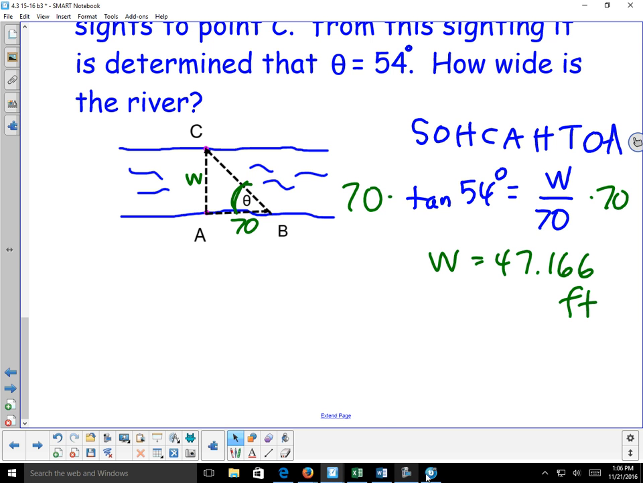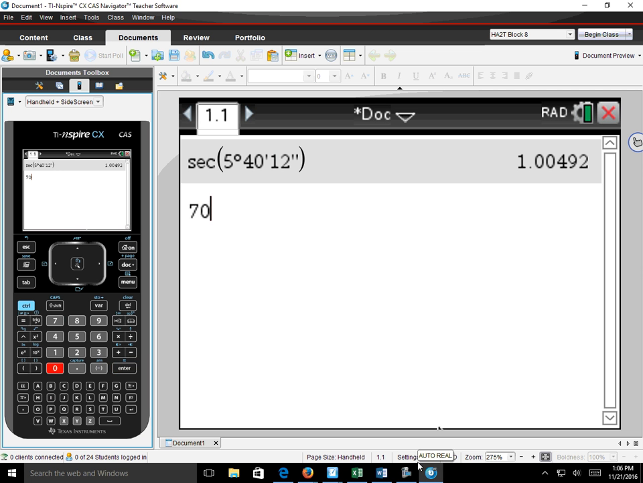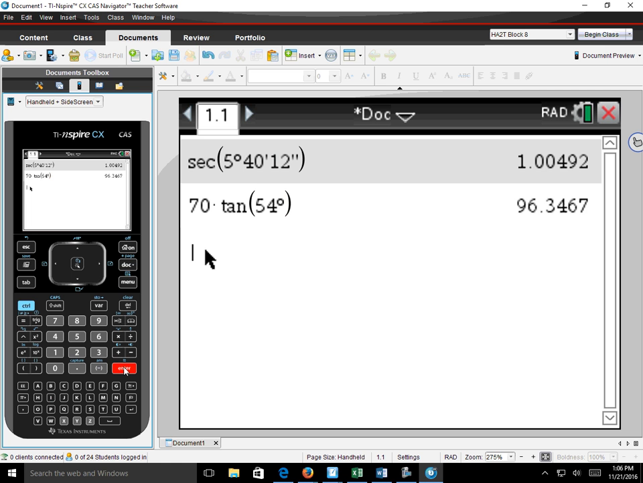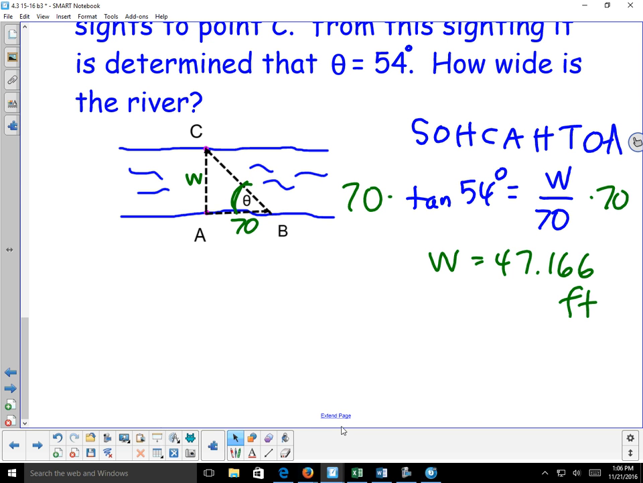Let's see. She forgot the degrees. Oh, see, that makes a big difference. Remember, we were agreeing that we're always in radian mode, but that means that we do need to override it. 54, and we need to have that degree symbol. All right, and I'm getting 96.3 approximately. Are we okay with this? All right, so this should be 96.3 feet.